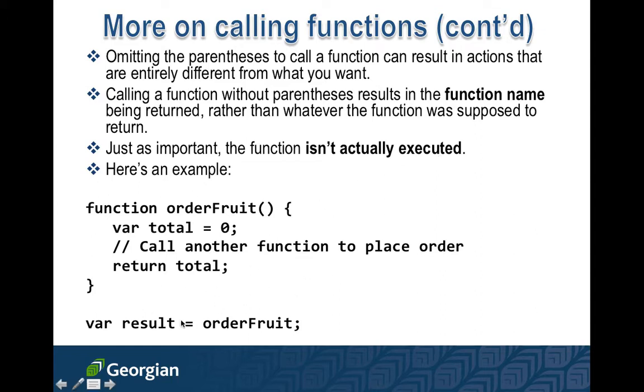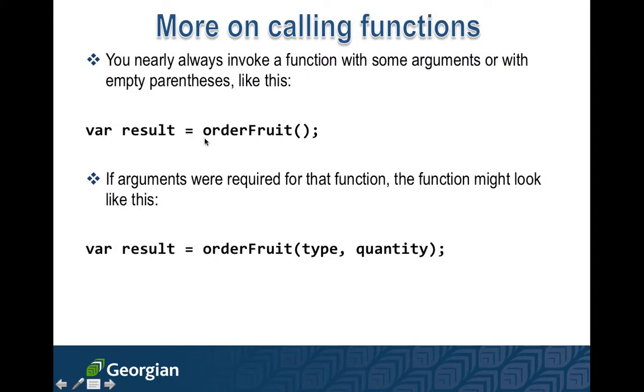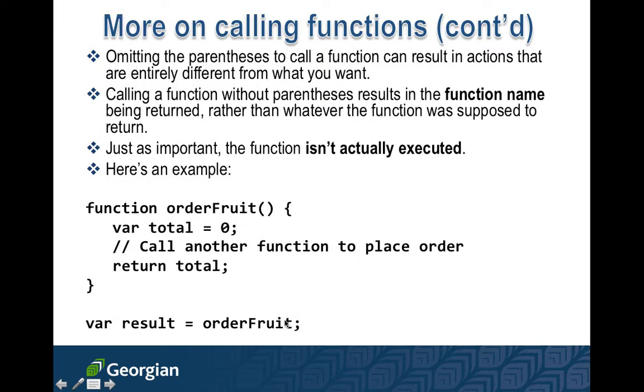You create an alias for this thing as opposed to actually getting a return value like total. This would never return anything. This is an assignment statement that says result is going to point to an alias for this order fruit function. That's all this means. So please know the difference between this, which is actually returning results because you have the parentheses here, and this with no parentheses that creates an alias for the function.